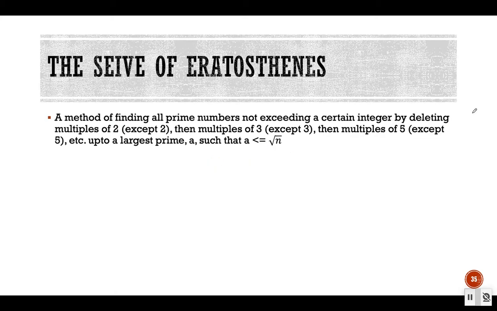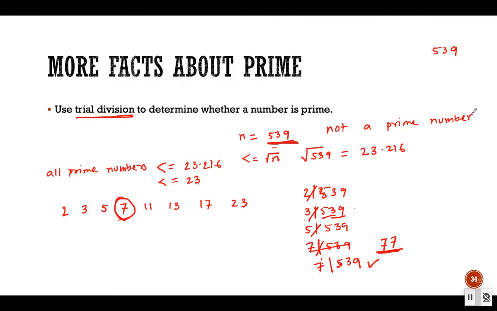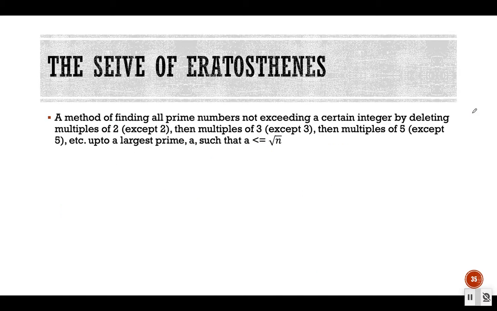All right, so as we said, this trial division is very important to find out whether a number is prime or not. Using this, we can also find the list of prime numbers not exceeding a certain integer. The sieve of Eratosthenes is a method of finding all the prime numbers not exceeding a certain integer, and here we are also going to use the fact of trial division.